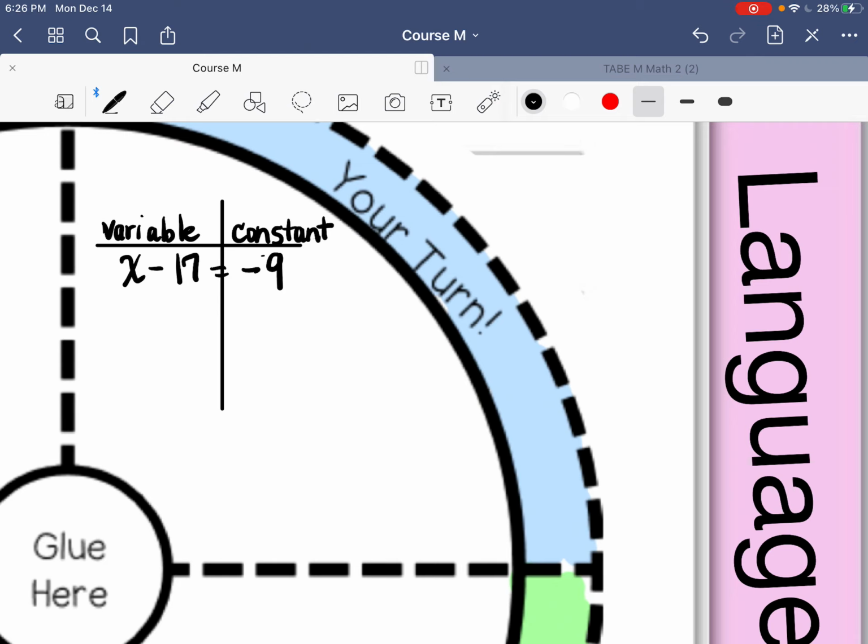Ask yourself, what needs to move? You move by opposites, always. I had $17 and I lost 9. So I still have 8. That's the solution.